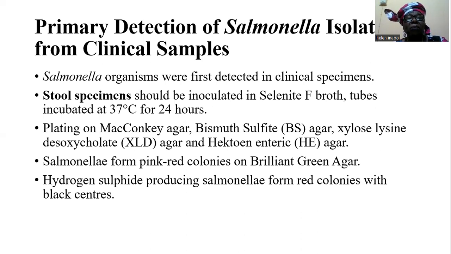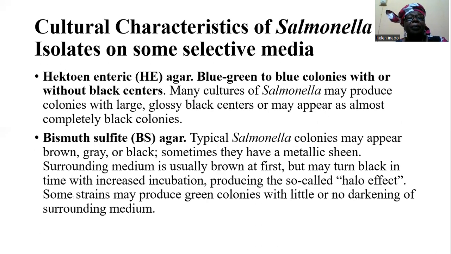The plating on MacConkey agar, bismuth sulfite agar, xylose lysine deoxycholate agar, and Hektoen enteric agar is done. Salmonella form pink-red colonies on brilliant green agar. Hydrogen sulfide producing Salmonella form red colonies with black centers on XLD agar.